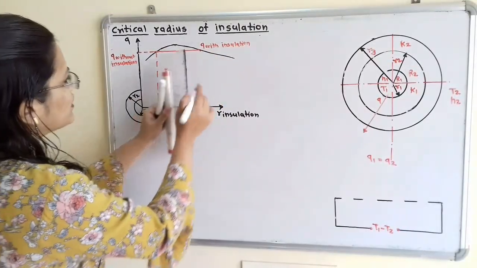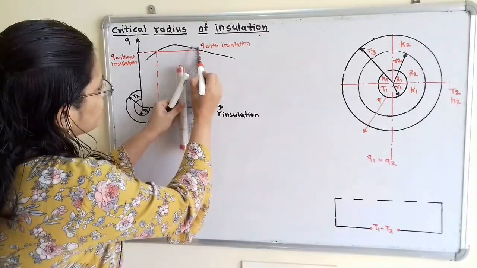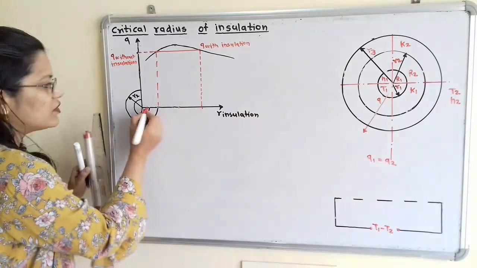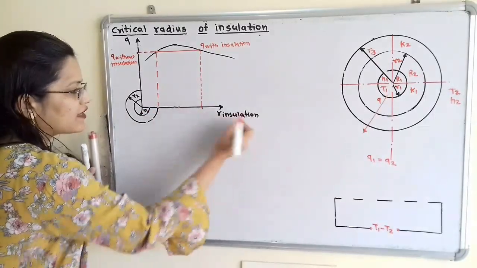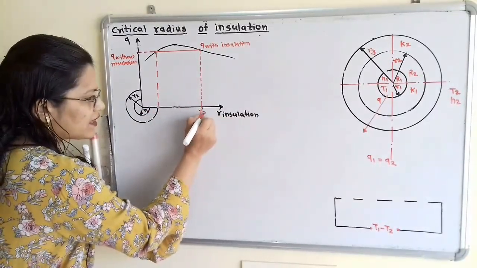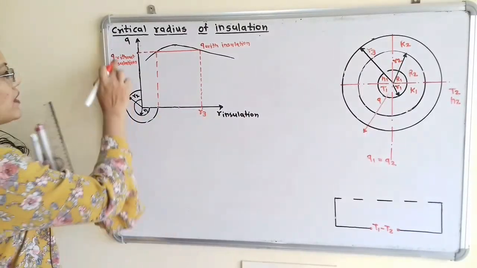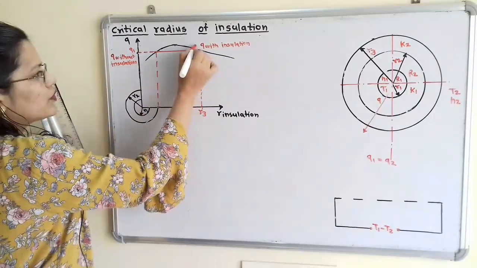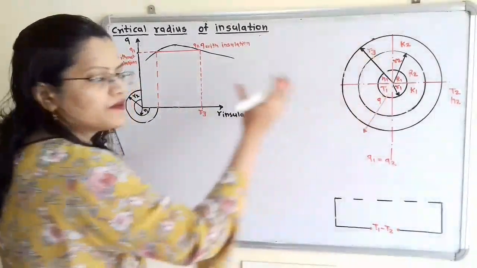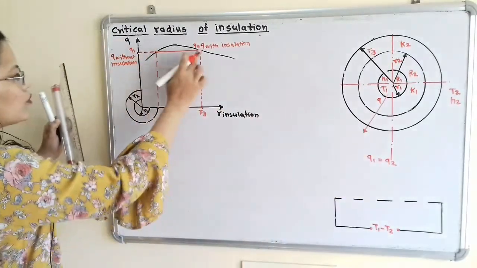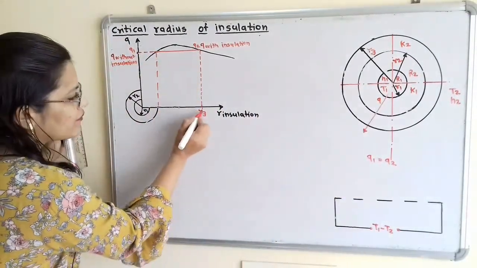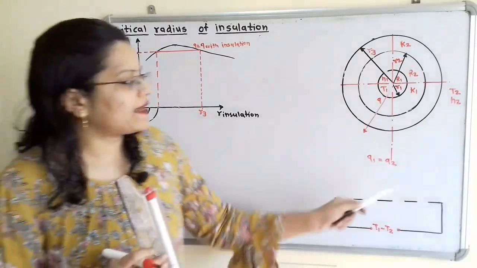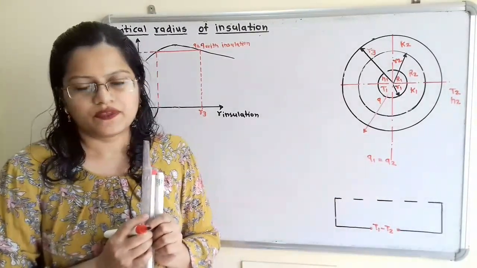Now if I draw one vertical line here, here is the point of intersection. So this point is nothing but for R insulation. So here is R3 that we have to find out. Here this is Q1, and here is Q2. So for this condition, that is for the question, Q1 is equal to Q2, and we have to find out the value of R3. Now we will solve this problem by the electrical analogous method.